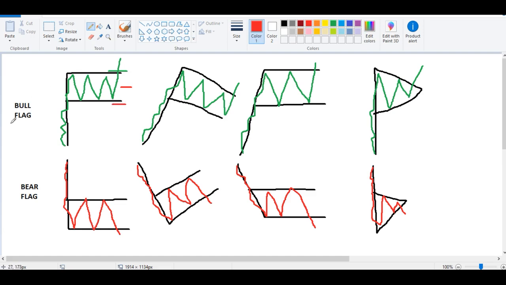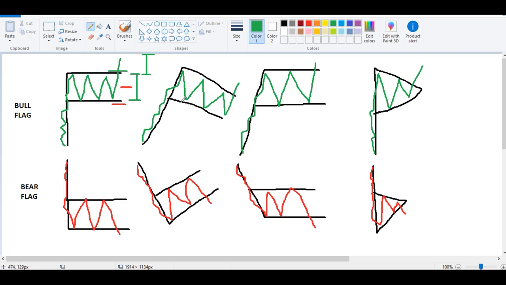And keep one thing in mind, in a bull flag, we will only be looking to take buy trades, because it is a trend continuation pattern. So if price is moving up, that means the trend is up. So we will only look to take a buy trade. And what is my target? My target is the distance of this flag, this area. So I will add this portion towards the upside, and that will be my target, this distance.